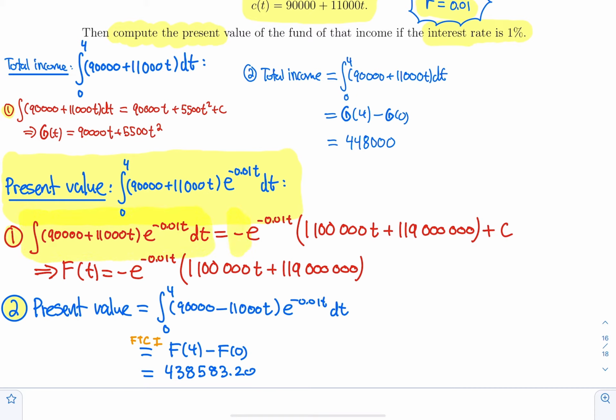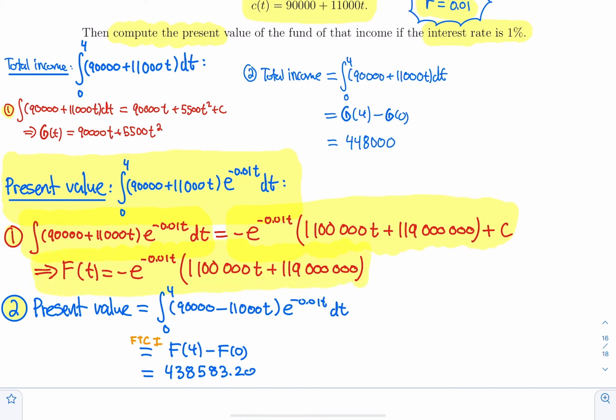This will be equal, you will need integration by parts here, this is a good exercise, to minus e to the power of minus 0.01t times, open bracket, 1,100,000t plus 19 million, close bracket, plus C. So if you want one primitive, you can choose minus e to the minus 0.01t times 1,100,000t plus 19 million.